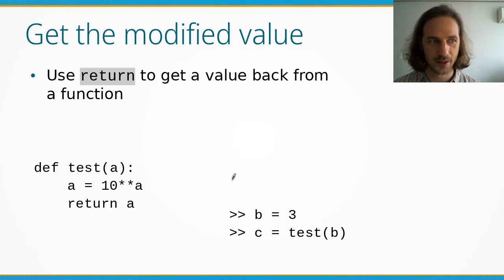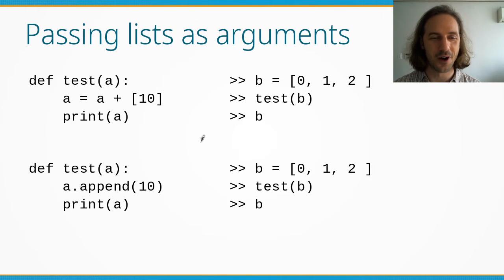And so we can, of course, if we want to get this modified value, use the return keyword to get one variable back, but I think this is not the confusing part of things. The confusing part starts when we are moving away from simple numbers and starting to work with other things such as lists in our arguments.